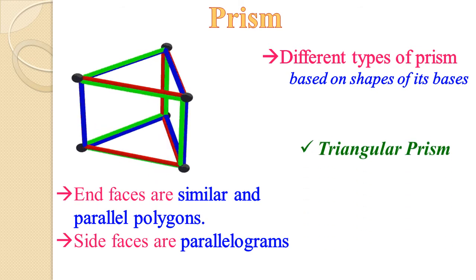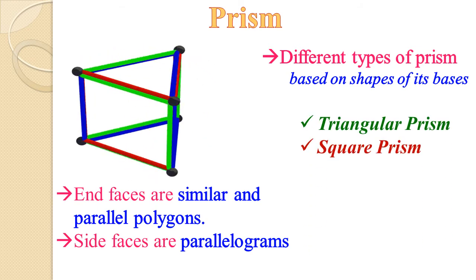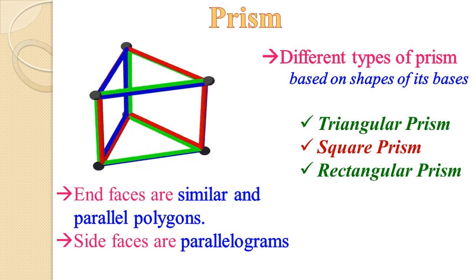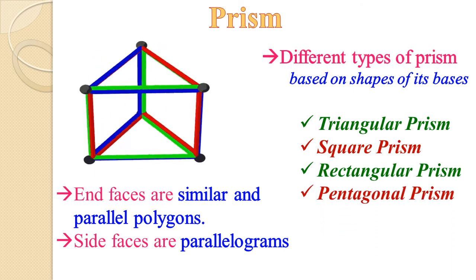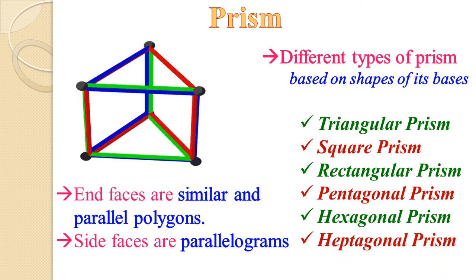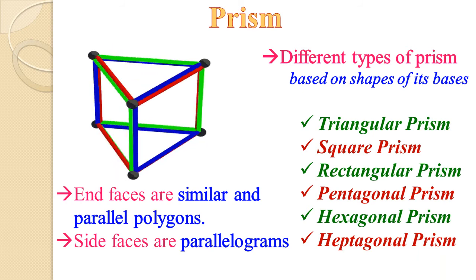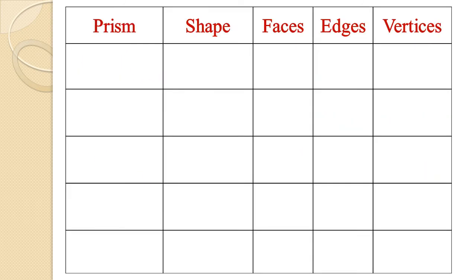So the prism is named according to the shape of the bases. So there are triangular prism, square prism, rectangular prism, pentagonal prism, hexagonal prism and heptagonal prism. Let's see faces, edges and vertices of the types of prisms.